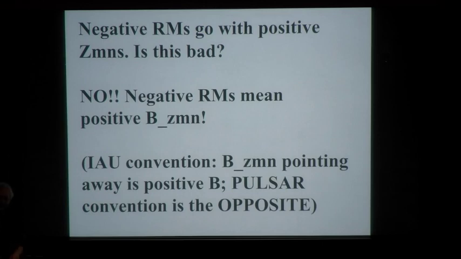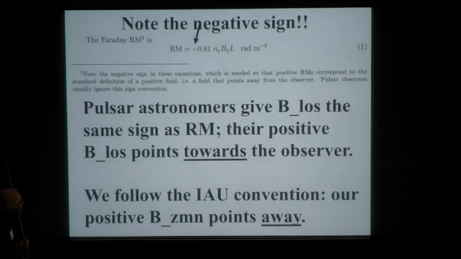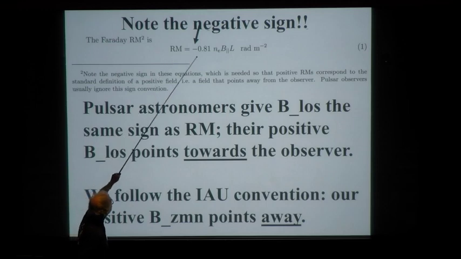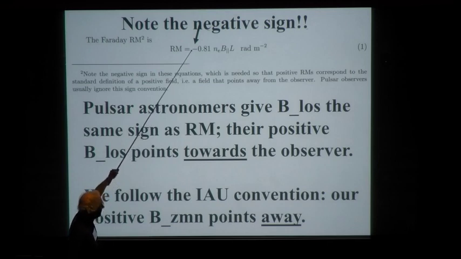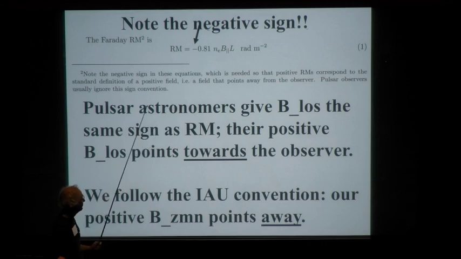When we define magnetic field according to the IAU definition, a positive field points away from us, just like the universe is expanding with positive velocities. And if you write the equation, then the rotation measure is negative N e B L. Everybody always forgets this minus sign because the pulsar astronomers don't use it, and they're the ones who write this equation most often.